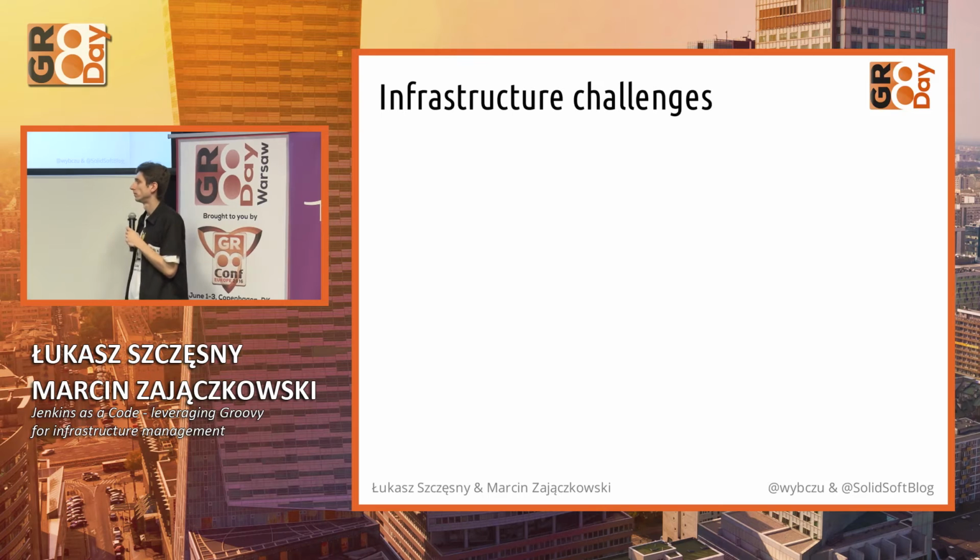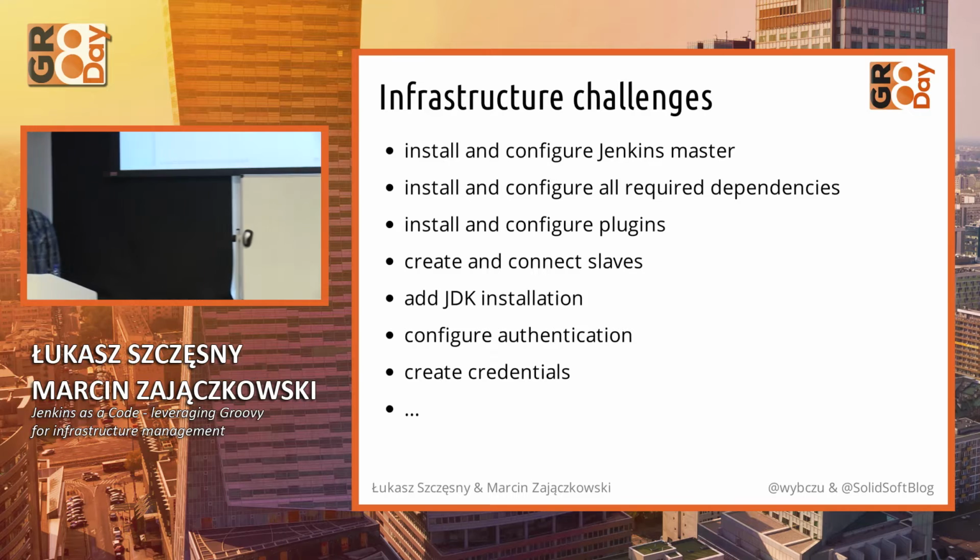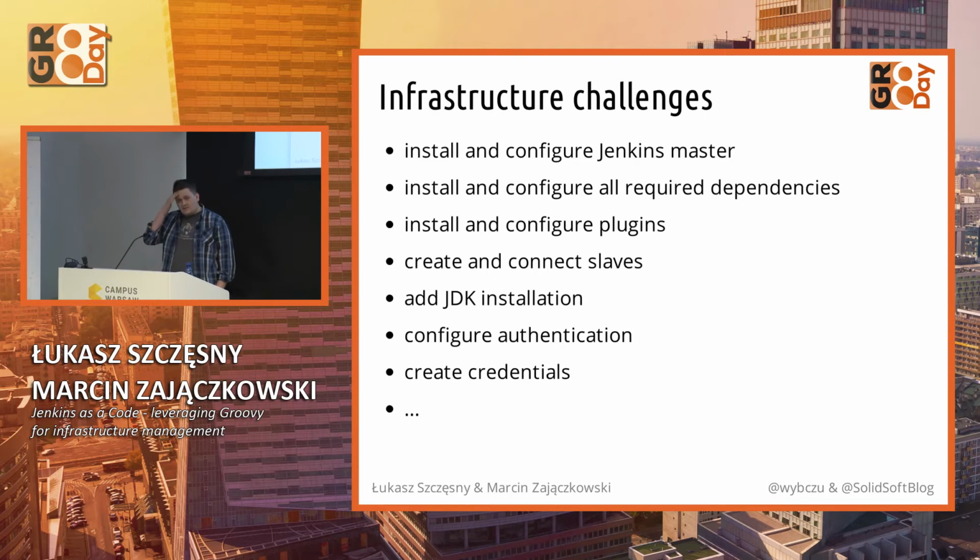So about infrastructure, we have a lot of challenges when dealing with Jenkins. Basically, we have to install and configure the Jenkins master. We install all the dependencies, all the compilers, all the Java versions we are using, all the Groovy versions, of course, as well. We have to install and configure all the plugins, connect slaves, configure the JDK version, as I said, configure authentication, create credentials, and a lot more. So basically, after installing Jenkins, you have to click a lot to make it ready for production use. But also, you should automate it.